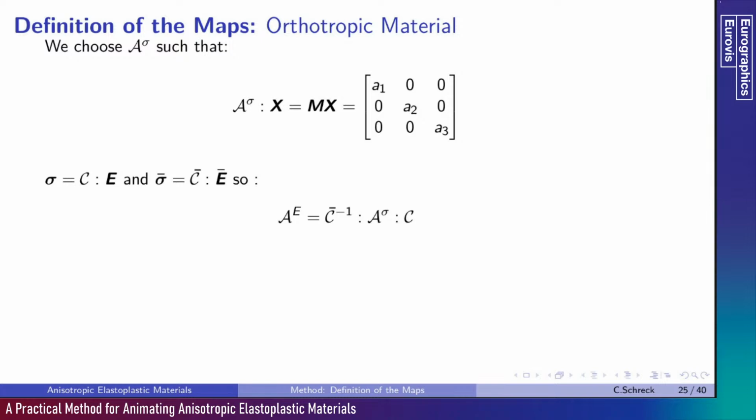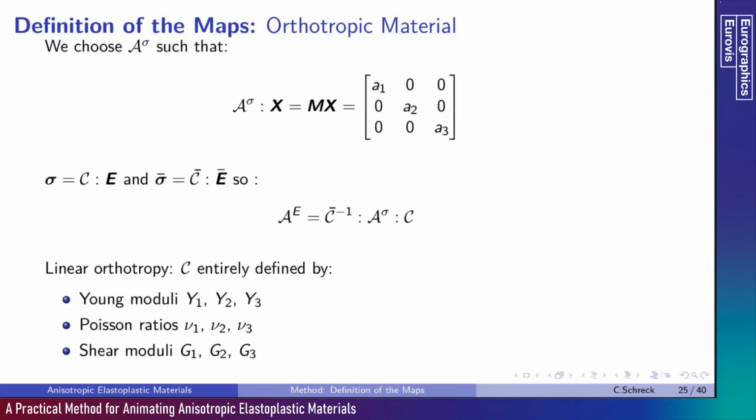So C bar can be computed by linearizing whatever isotropic law you choose to use. And as we are using orthotropic material, we are choosing C from the linear orthotropic elastic law. So by doing this, we are limiting the range of behaviors possible. But now we have only 12 parameters that are a little bit more intuitive to navigate this complicated space.